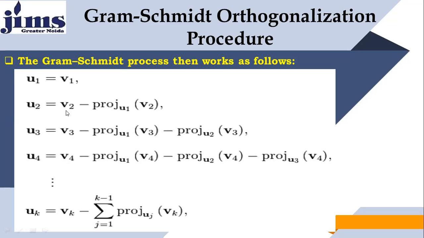First of all, what is your motto? Your motto is to find U1, U2, U3, U4, U5 up to UK with the help of V1, V2, V3, V4, VK, right? So first of all, whatever the V1 is, it is U1. So the first vector is very easy. U1 is nothing, it is V1.